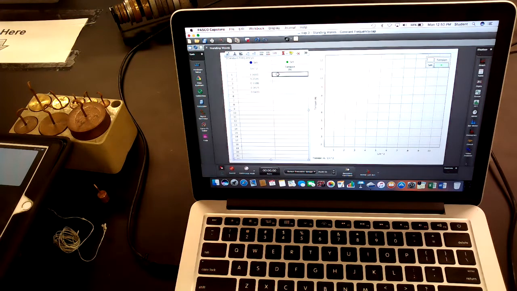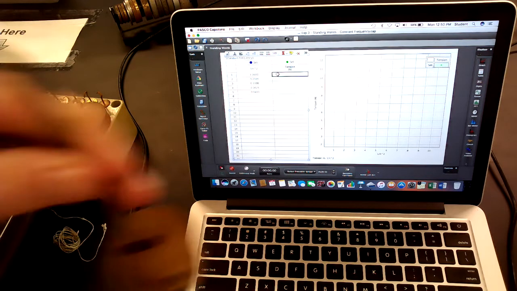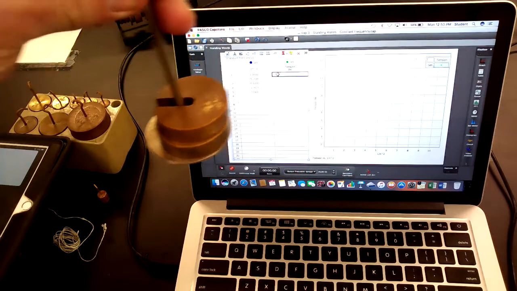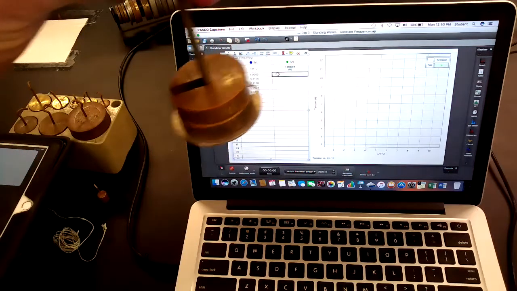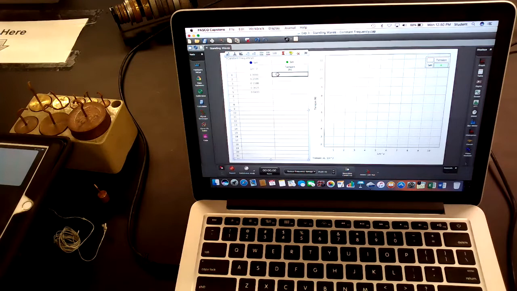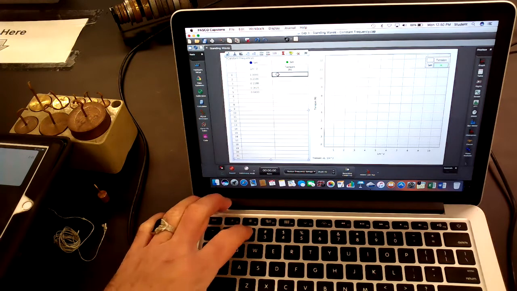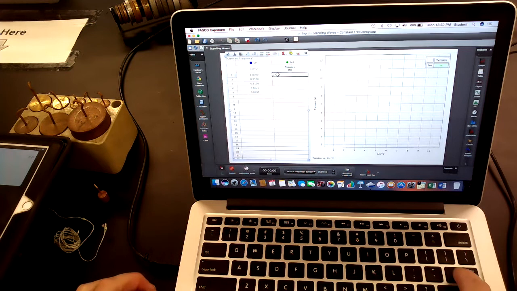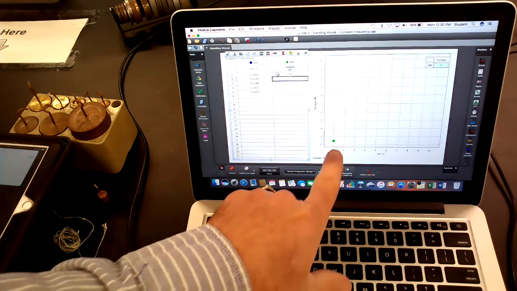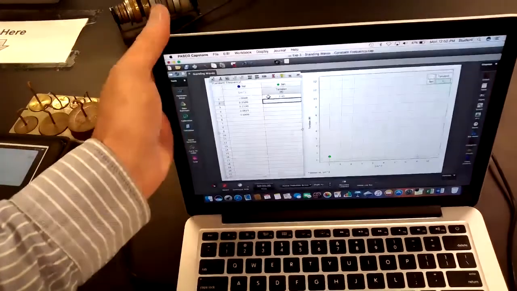Now, if you remember, my first run, my n equals 2, I had my 50 gram holder and 2 200 gram masses sitting on top of that. So that's going to be 0.25. Remember, we've got to convert grams into kilograms and then multiply it by 9.8. So it's 0.25 times 9.8. All right, so that's going to be 2.45 newtons. And there's my first value. And you might be able to see it right there. The first point has shown up there.